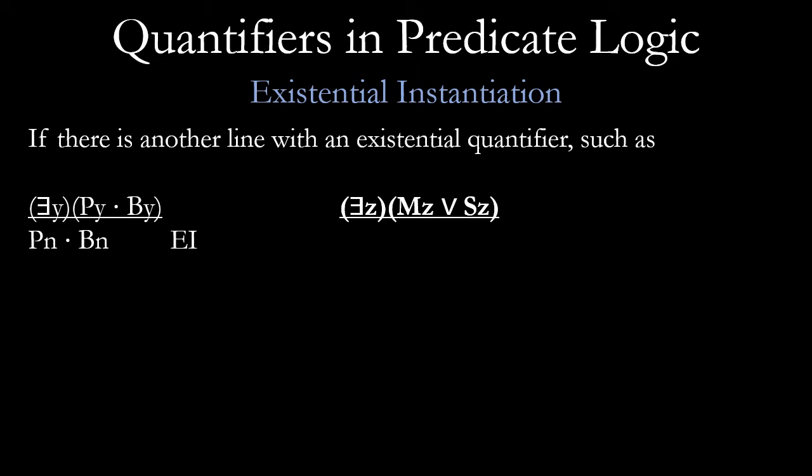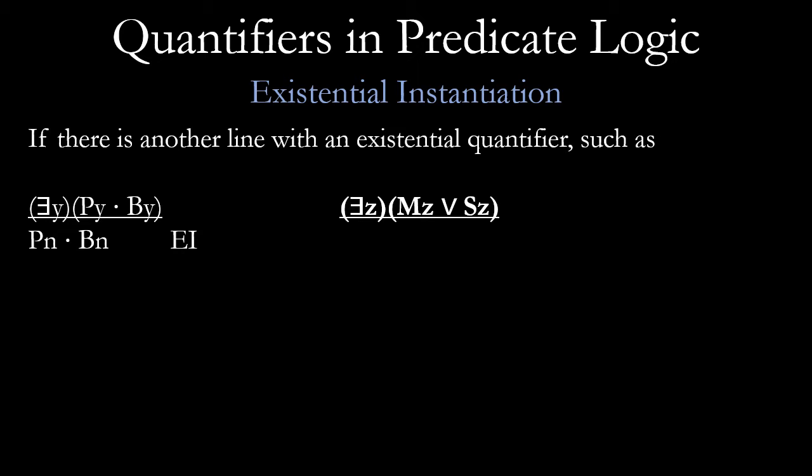All right, if there is another line with an existential quantifier, and this is probably one of the most important rules in an area where people sometimes get tripped up in predicate logic using quantifiers. If there's another line with an existential quantifier, so we've got on the left exactly what we had on the previous screen. There exists a y such that py and by, that it's a penguin and it's a bird. And then by instantiation, we could say Nigel is a penguin and Nigel is a bird on the left. So let's say on the right, we have there exists something such that it is moving or it is stationary, using the same predicates as before, with m meaning is moving and s meaning is stationary, right?